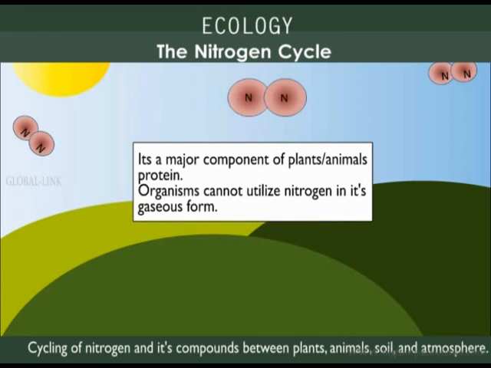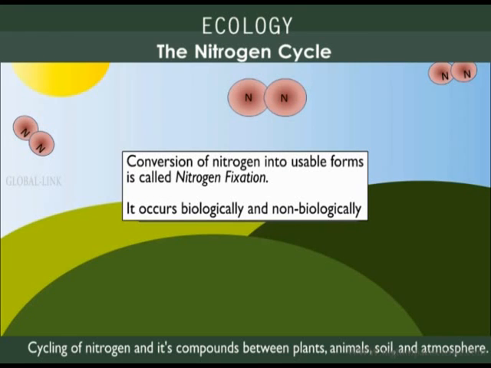Nitrogen is a major component of plant and animal proteins. Living organisms cannot, however, utilize nitrogen in its free gaseous form. It is therefore necessary that atmospheric nitrogen is converted into a form that can be utilized by plants. This is called nitrogen fixation.